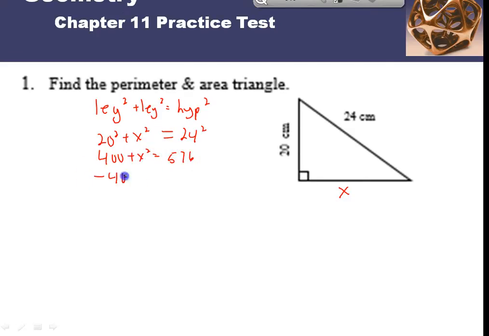And I'm going to subtract 400, and I get x squared equals 176, and then square root. And the square root of 176 is 13.3. So x is 13.3.